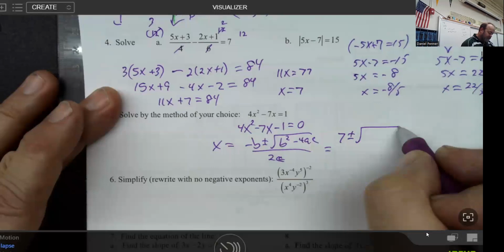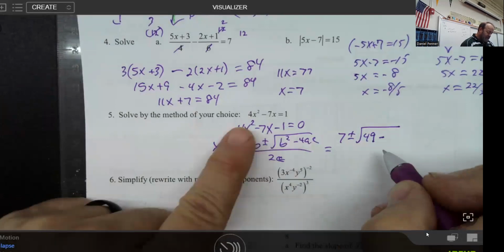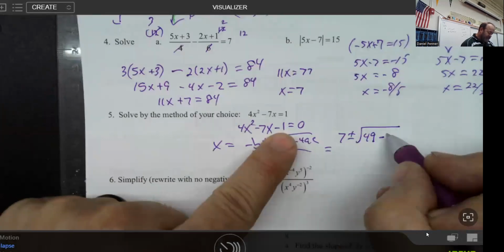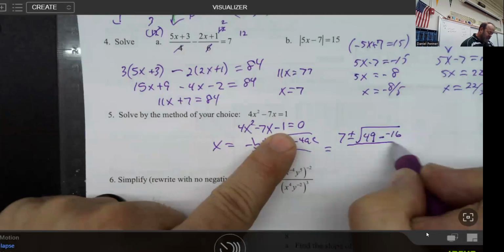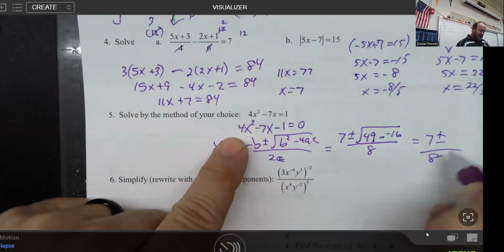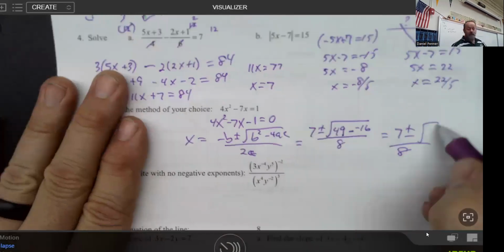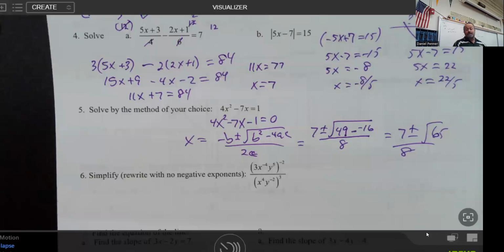B squared again would be 49, minus 4 times a times c, which is 4 times 4 times negative 1, would be negative 16, all over 2 times 1. So it looks like I've got 7 on top, 8 on the bottom, and this would be the square root of 65, which is kind of an ugly answer, and I'm just going to leave it alone.